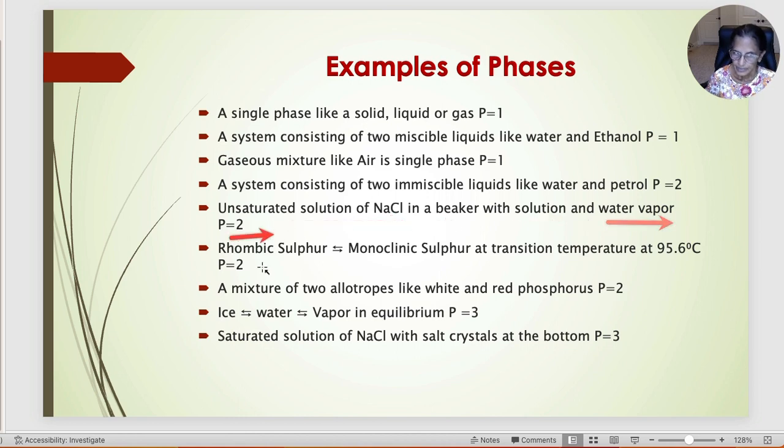Unsaturated solution of sodium chloride in a beaker with its solution and the water vapor on top of it, phases are 2. Rhombic sulfur undergoing allotropic transformation into monoclinic sulfur at its transition temperature, that is 95.6 degrees centigrade, phases are 2. Mixture of two allotropes like white and red phosphorus also, phases are 2. If ice, water and vapor are in equilibrium, phases are 3. Saturated solution of sodium chloride with the salt crystals at the bottom of the beaker, phases are 3 because it also has water vapor on top of the solution.